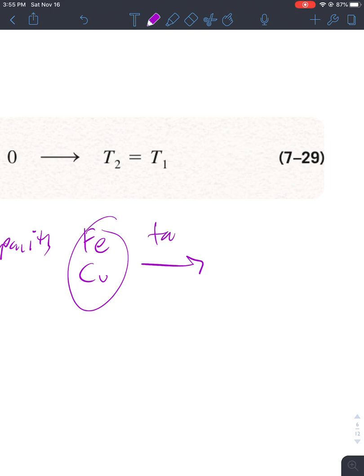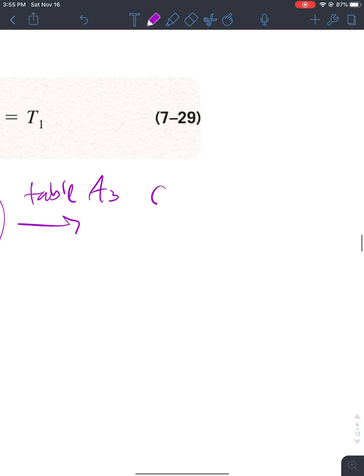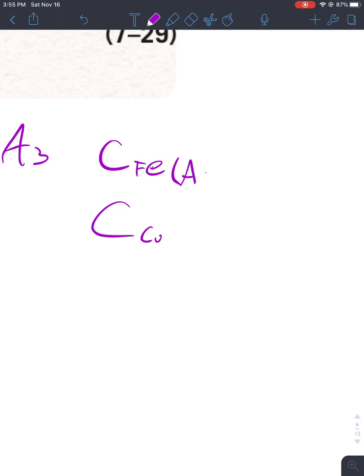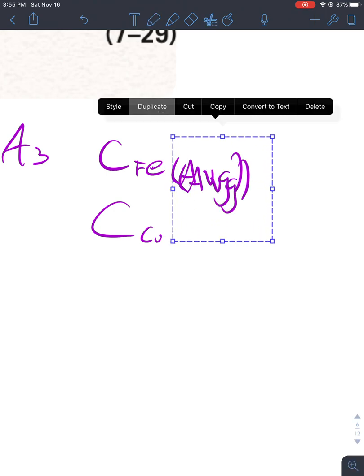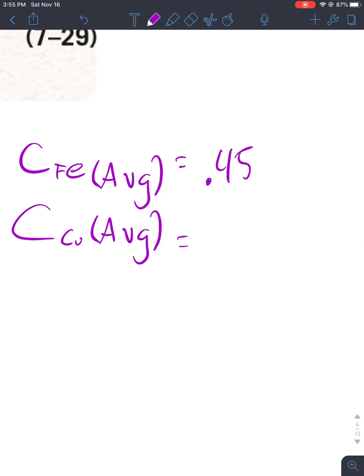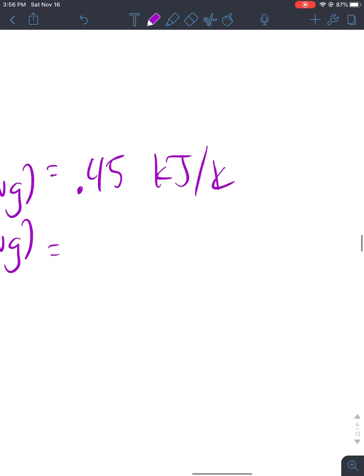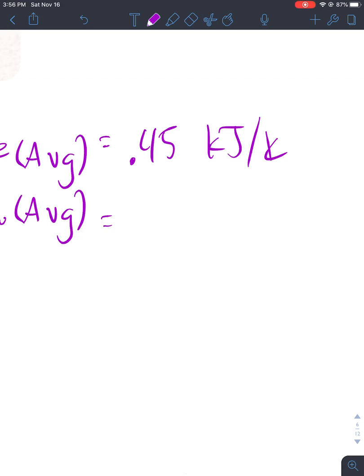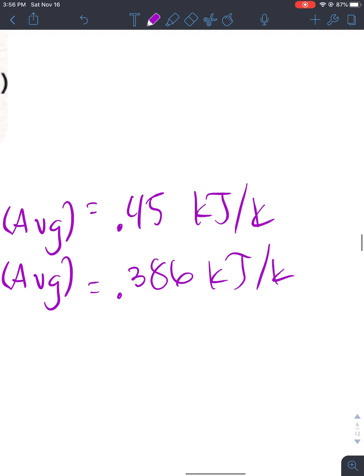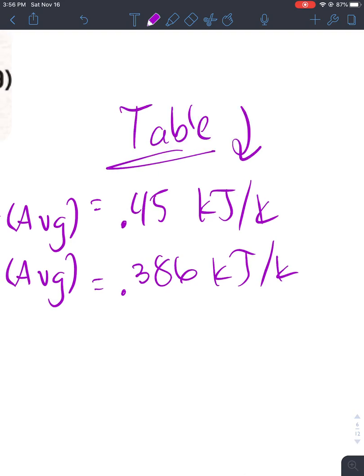Use the table and see the heat capacity of iron and the heat capacity of copper, average. The average for iron equals 0.45 kilojoules per Kelvin. And for copper, it's 0.386 kilojoules per Kelvin. And these are from the table. Table values, okay?